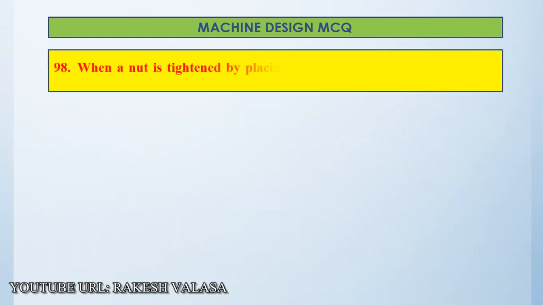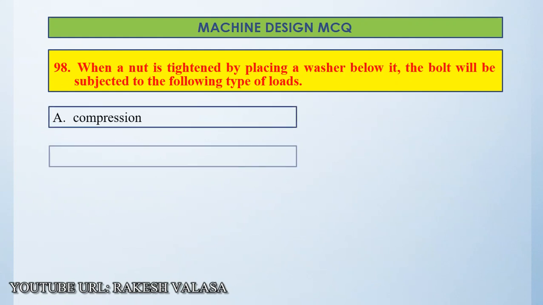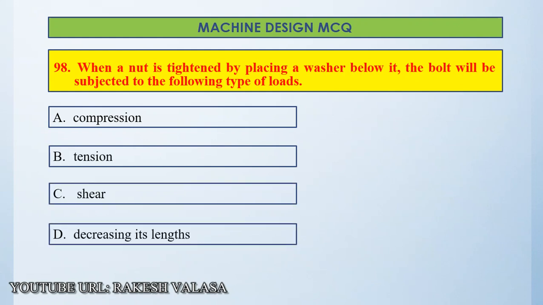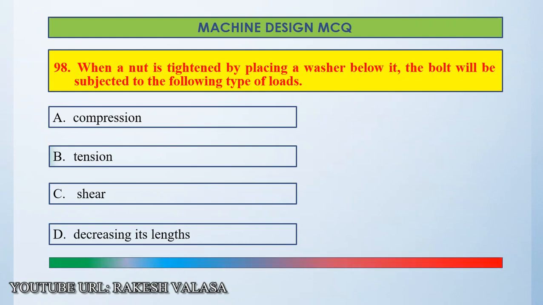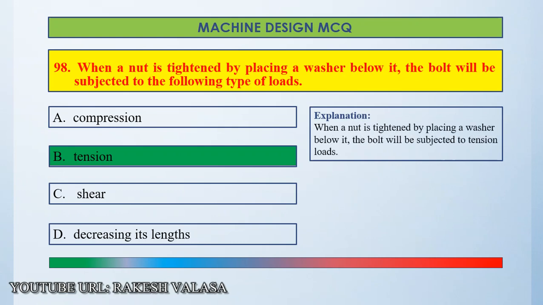Question number 98. When a nut is tightened by placing a washer below it, the bolt will be subjected to the following type of loads. Option A, compression. Option B, tension. Option C, shear. Option D, decreasing its length. The correct answer is option B, tension loads. Let us see the explanation. When a nut is tightened by placing a washer below it, the bolt will be subjected to tension loads. So the correct answer is option B.